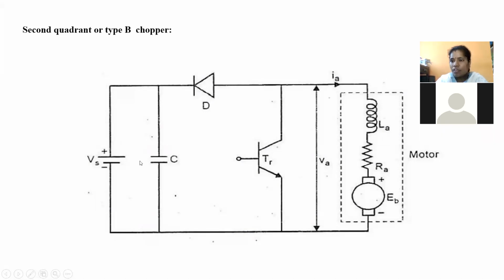Our capacitor is fully charged with the help of our supply voltage, and the purpose of this diode is to protect the supply from high currents which are coming from the load. That means it avoids short circuit currents. Initially, I am saying the purpose of each element, then we will go to the working principle. So this diode prevents high currents or short circuit currents from the load.